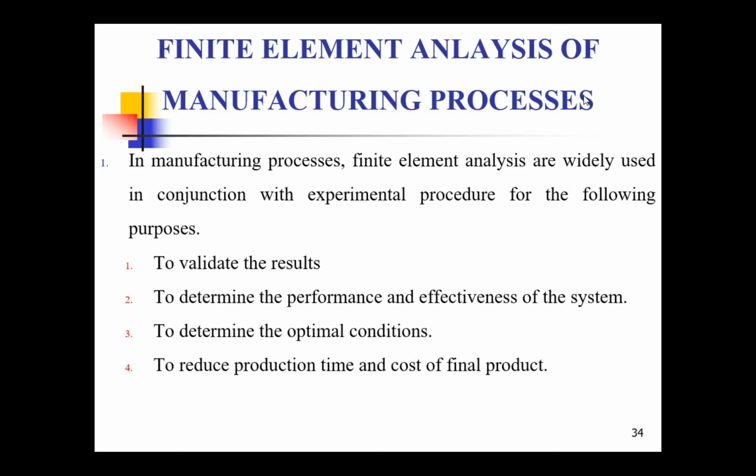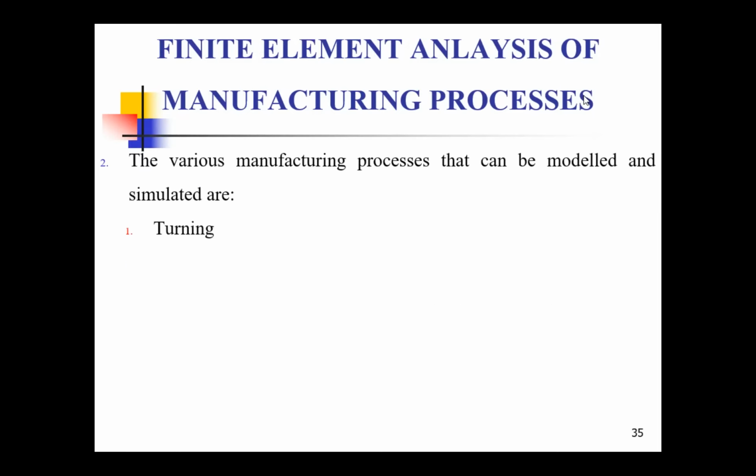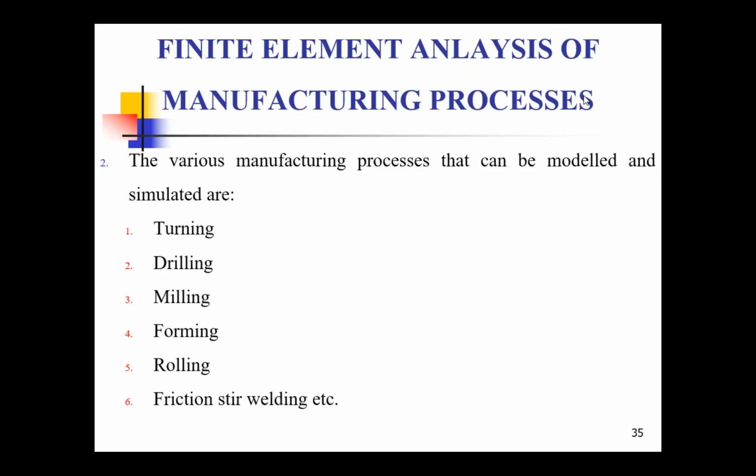And finally, in the economic aspect, we can reduce the production time and the cost associated with the final product, because we are not going to do many experimental works. We are going to simulate it, and finally we are going to validate with the experiment. The various manufacturing processes that can be modeled and simulated are the turning process, drilling, milling, forming, rolling, and friction stir welding. Nowadays it is being simulated by using many softwares.